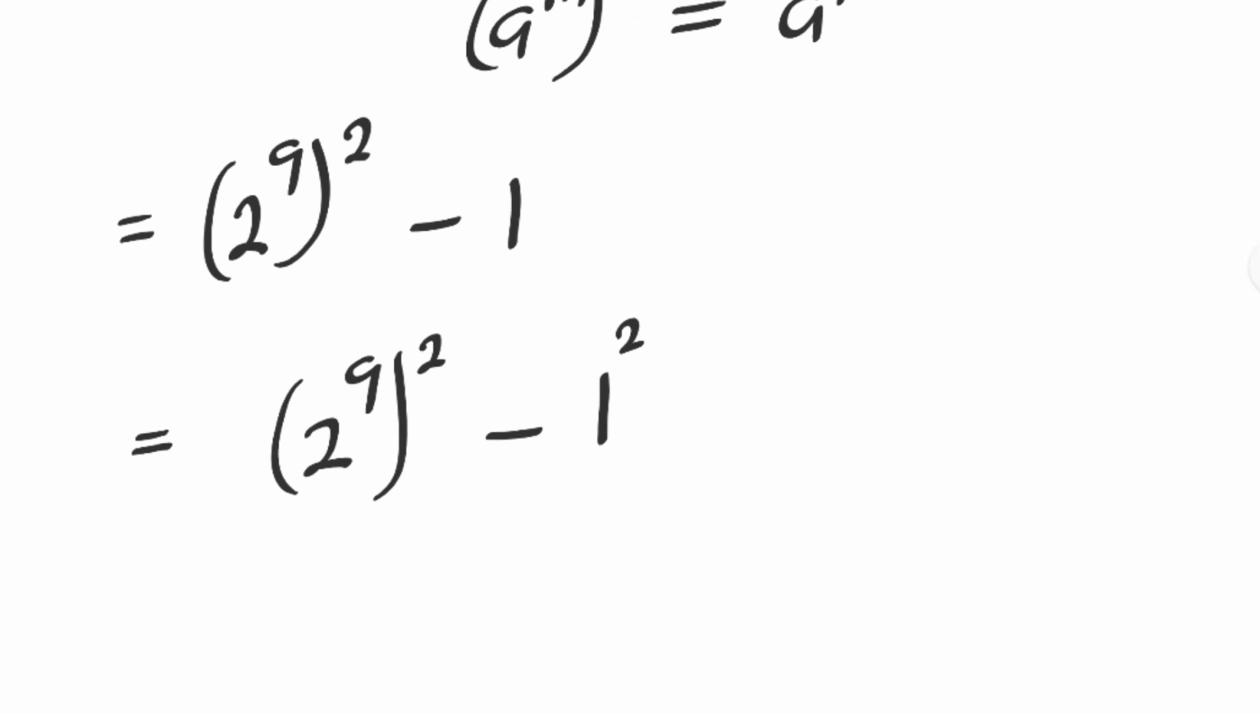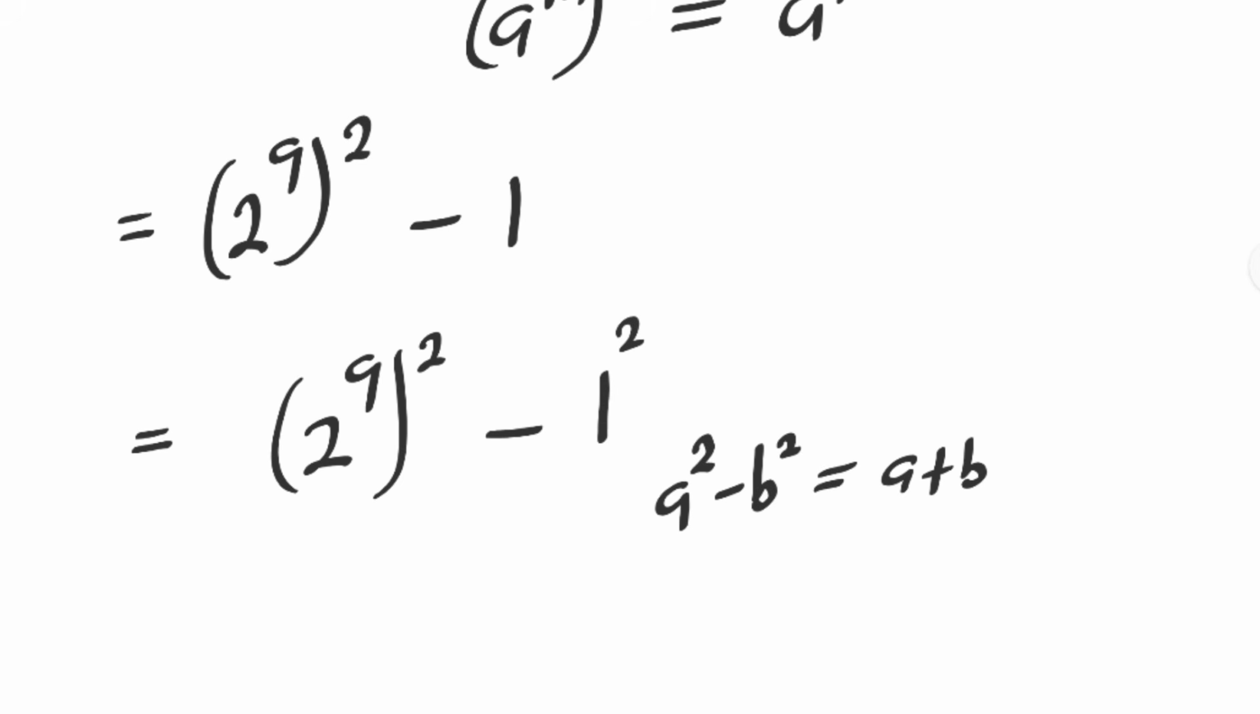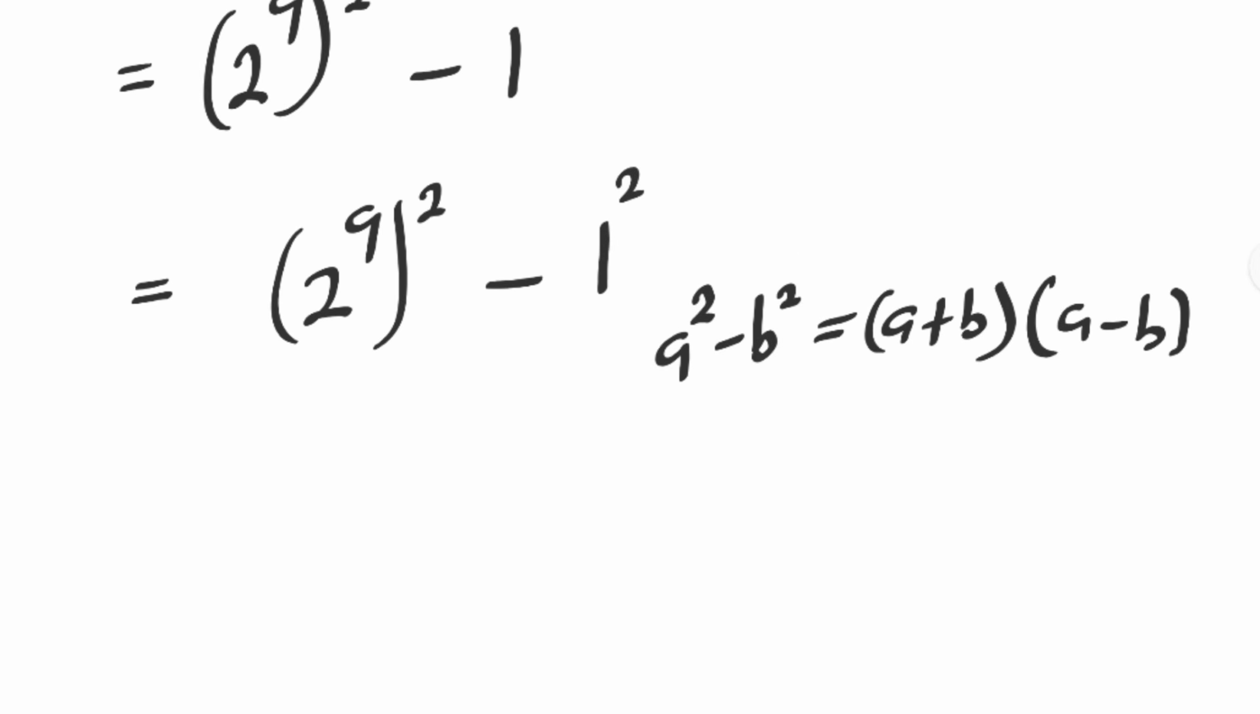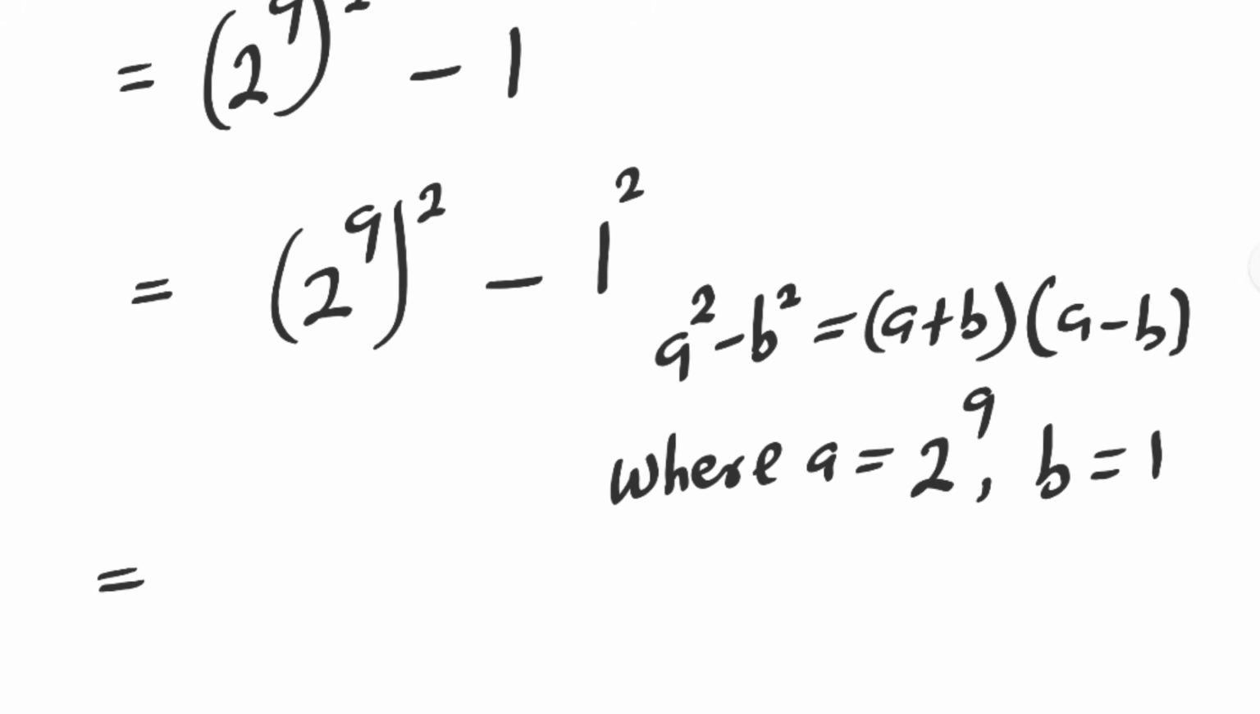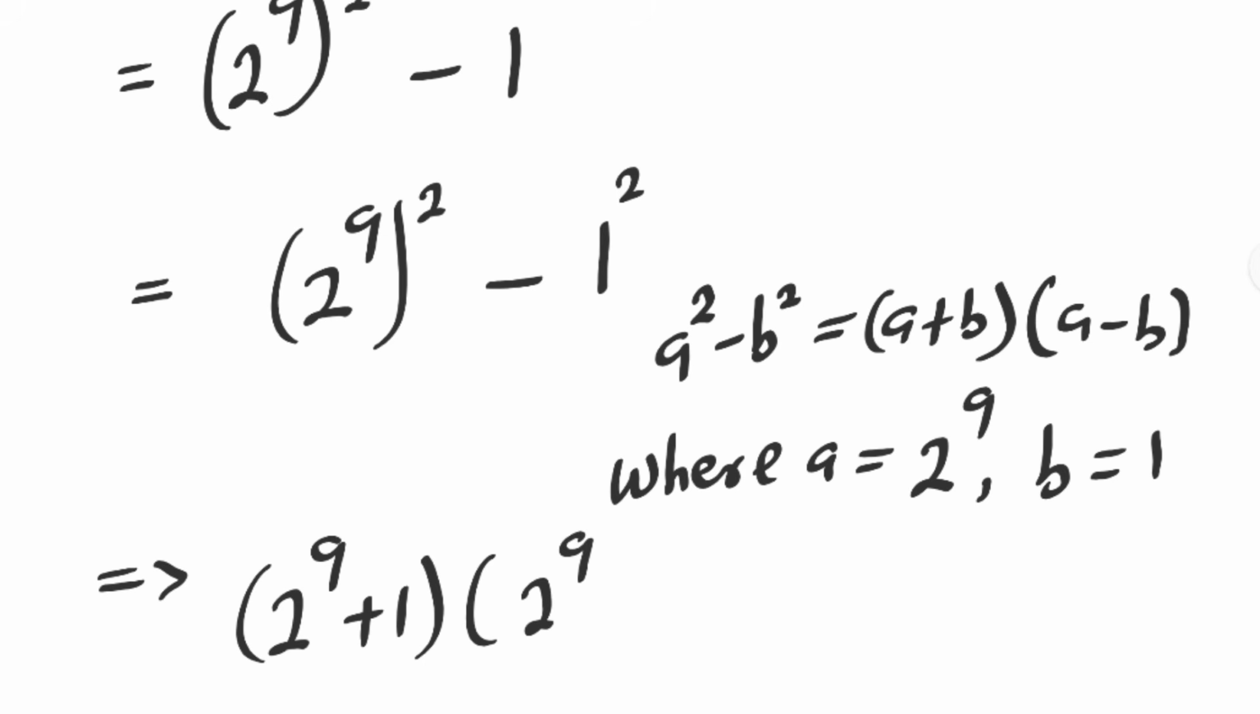Then take note of this, that if you have a squared minus b squared, this is equal to (a plus b)(a minus b), because this is in the form of a perfect square, where a is equal to 2 raised to the power of 9 and b is equal to 1. Then the whole of this can be written as (2 raised to the power of 9 plus 1) multiplied by (2 raised to the power of 9 minus 1).